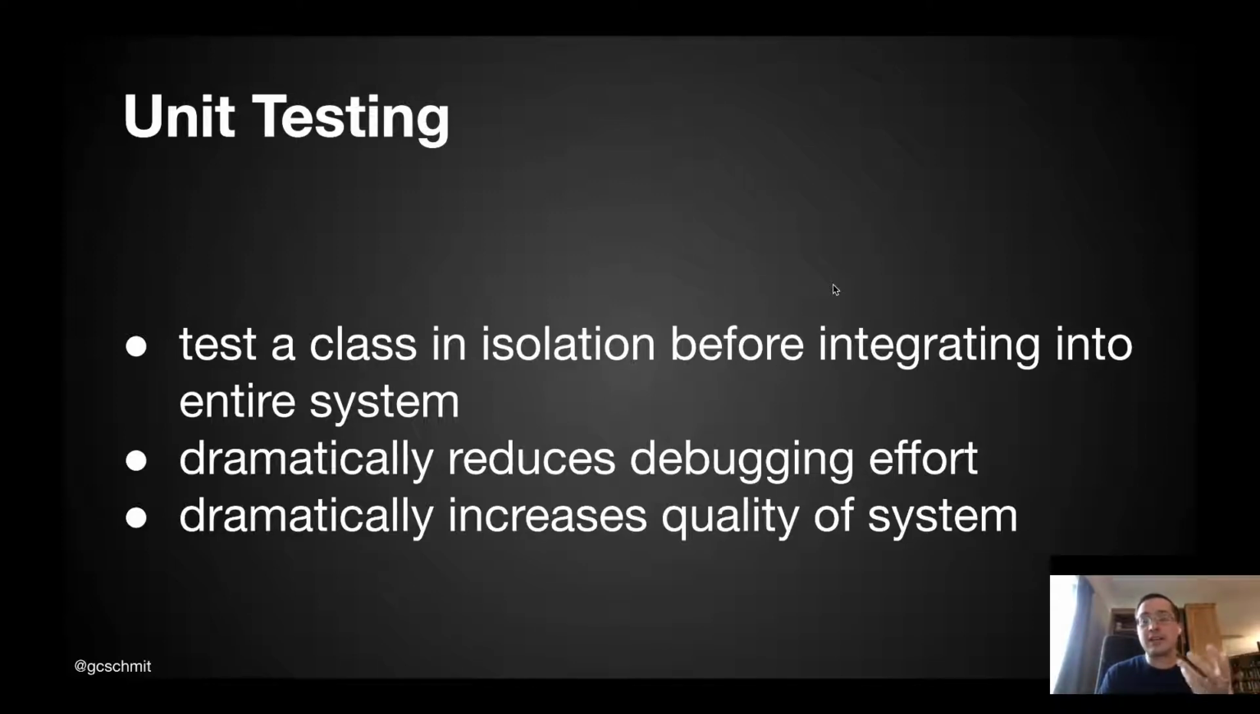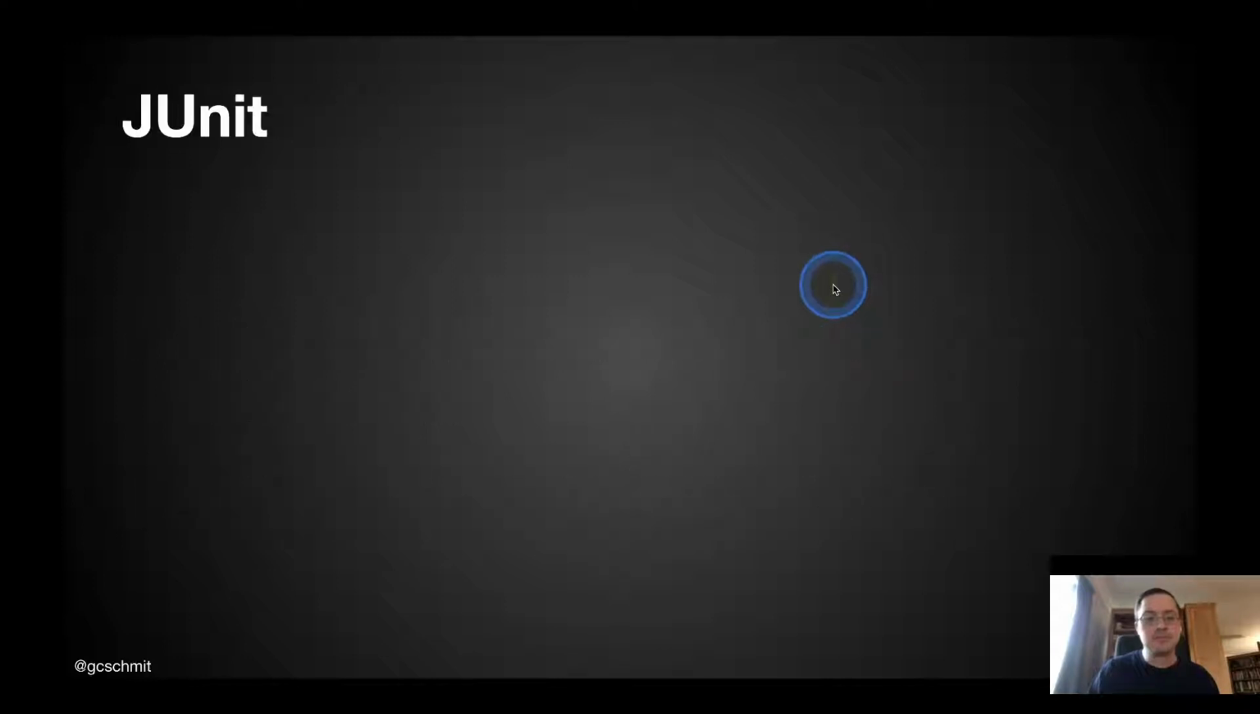When we do integrate that class into the wider system, we know that as we're debugging the broader system, we have a high degree of confidence in the quality of each individual component, and we can focus our debugging effort on the interactions between those components, which are often more sophisticated bugs and trickier and harder to debug. But it's a lot easier to do so when you know the class itself is solid.